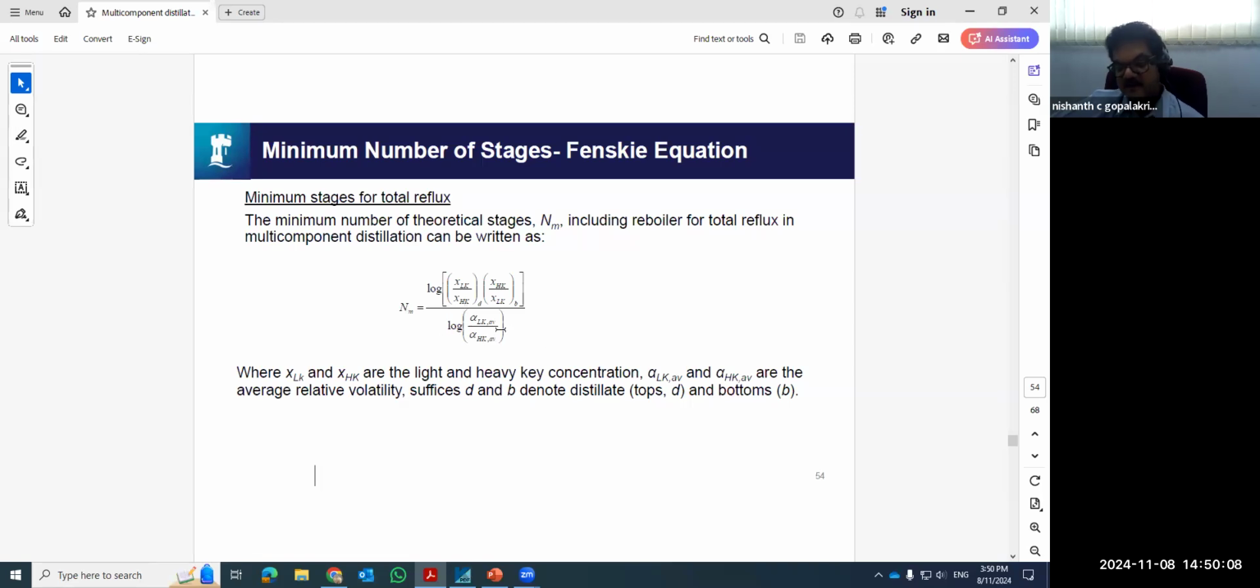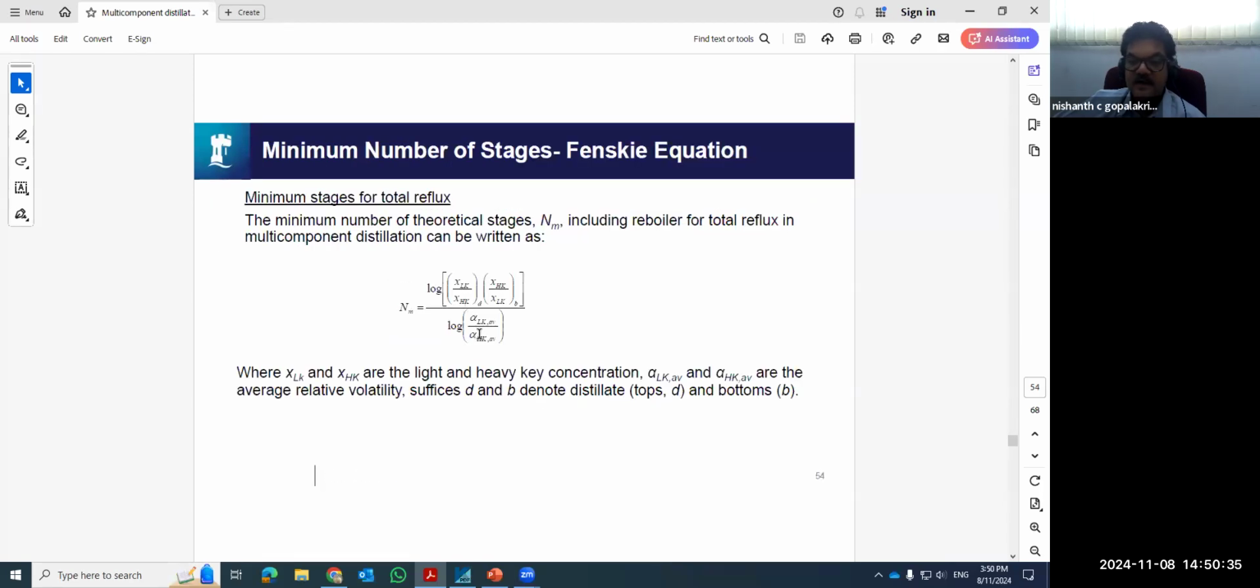So in a way, the Fenske equation is more like common sense. You want high purity, more number of stages. If the alpha value, or relative volatility, is significantly different between the components, again, that will reduce the number of stages required. But if the relative volatilities are somewhat similar, then we need more number of stages to achieve the desired purity.